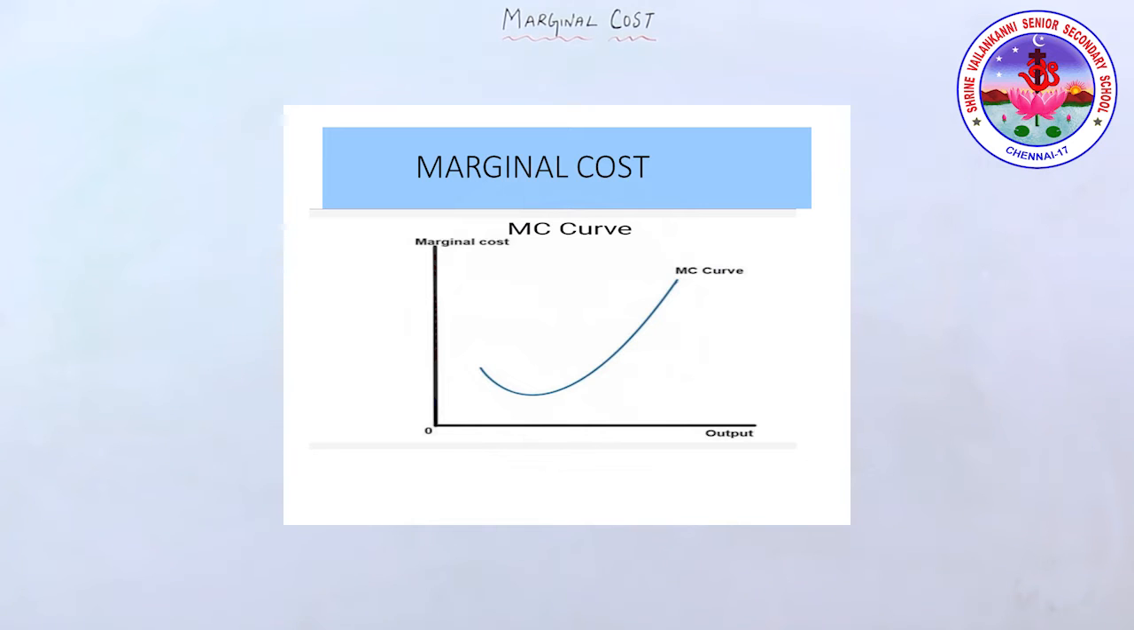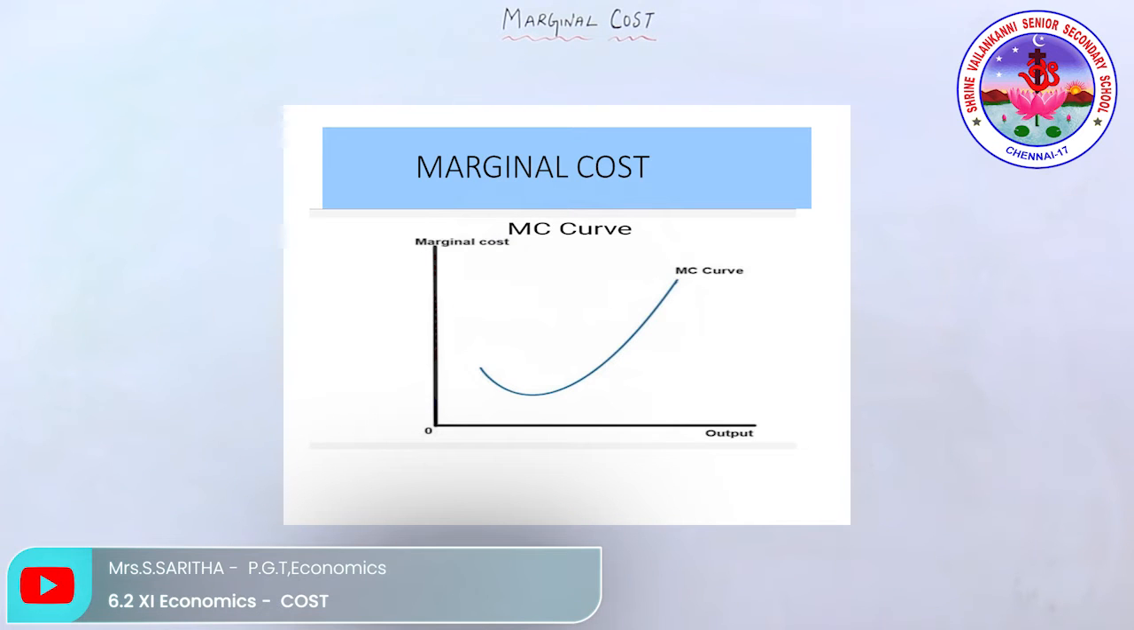Now, in the diagram, MC is a U-shaped curve. It is due to the law of variable proportions. I think everyone knows what the law of variable proportions is. That is due to the operation of returns to a factor. Initially, units of variable factors are employed with a fixed factor, which yields increasing returns and reduces the MC. You can see that, and it pushes the MC curve down.